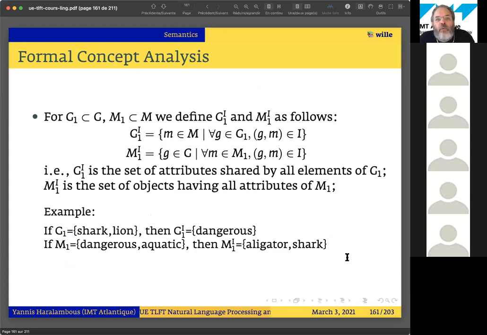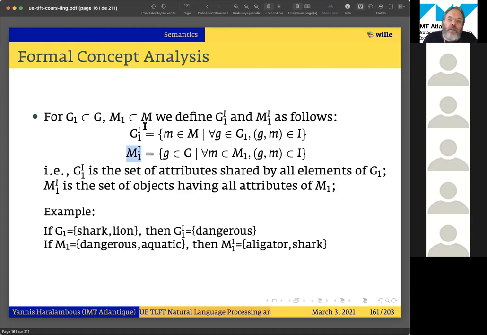Now, for a subset of objects, G1, I can define G1i as the set of all features that are shared by all objects. So if G1 has objects with no common features, then G1i is empty. So this is the set of common features of G1. And in a symmetric way, if I take M1 a subset of features, then M1i is the set of objects owning these features, all of them. And again, if there is not a single object sharing all the features, then M1i is empty.